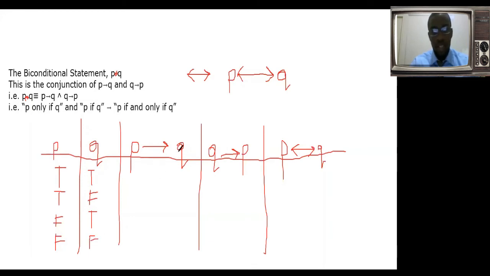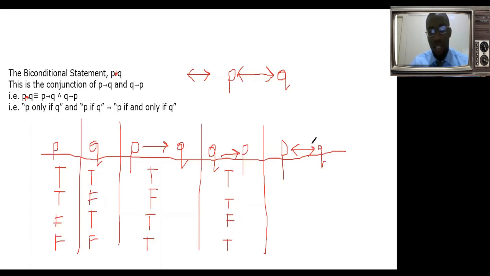Then P implies Q right here: the only time P implies Q is false is when P is true but Q is false. So that is false, and so right here is true, and here is true, then here is true. Now Q implies P. Q implies P is false when Q is true but P is false. So Q is true but P is false is right here. So this is where we get false. And so right here is true, right here is true, and right here is true.